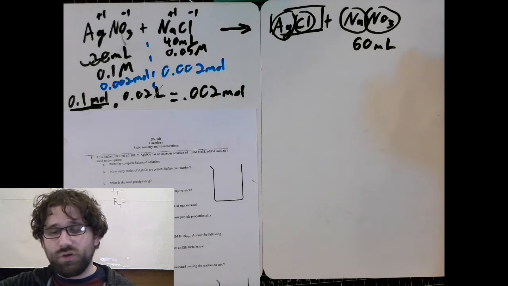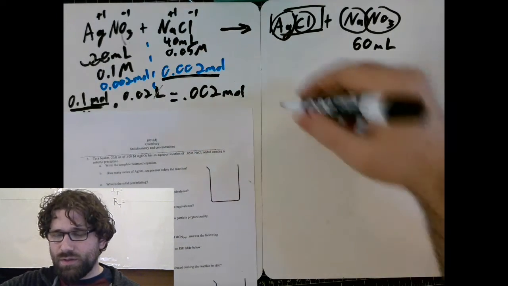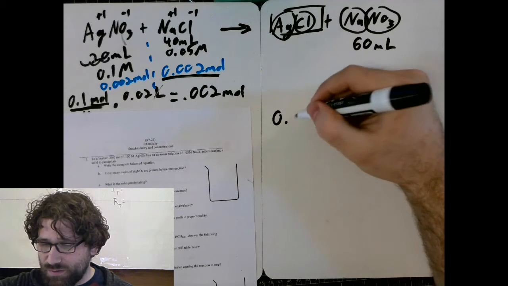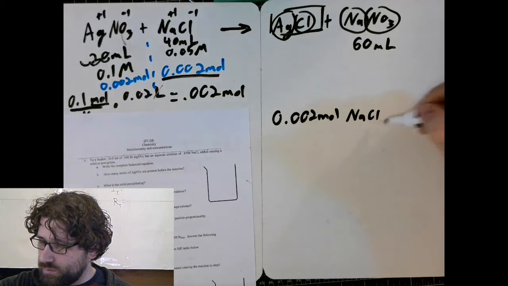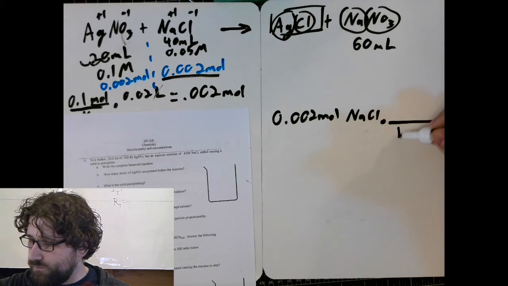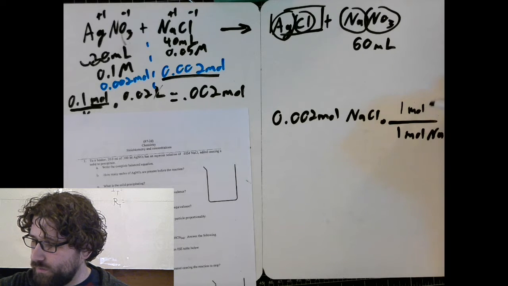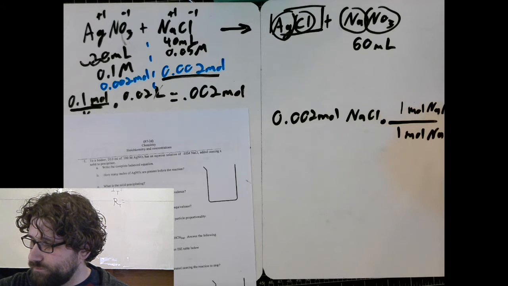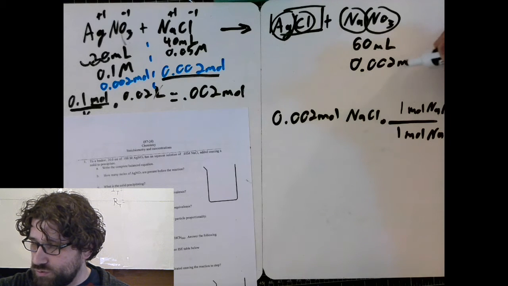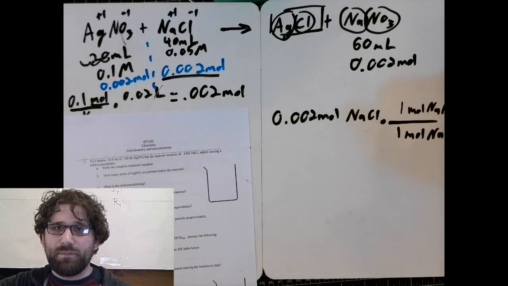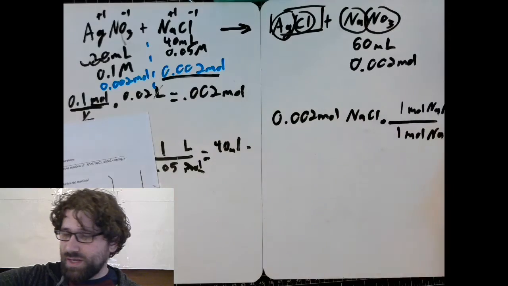How many moles of sodium nitrate am I going to have? Well, all of this is 1-to-1. So I could go through and do the math and say 0.002 moles of NaCl, convert it: for every 1 mole of NaCl, I'm going to have 1 mole of NaNO3, and then I would find out that I'm going to have 0.002 moles of NaNO3. I could do the math, or I could just recognize that a 1-to-1 ratio is just going to carry over.